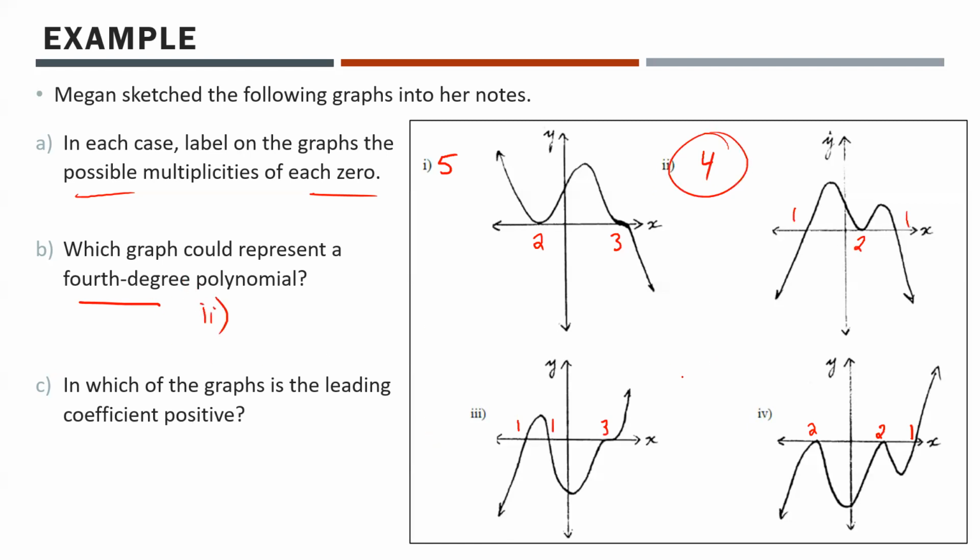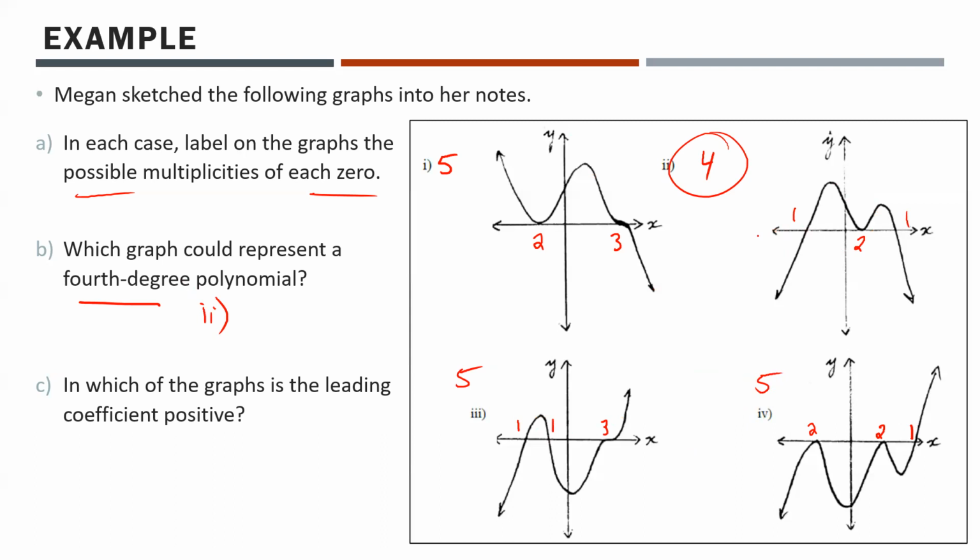But just for fun, I'll continue going on these other ones here. 1 plus 1 plus 3, that looks like it's a degree of 5. And 2 plus 2 plus 1, that would also be a degree of 5. So kind of interesting there, the degree of 5 on a whole bunch of these, but the second one is definitely a degree of 4.